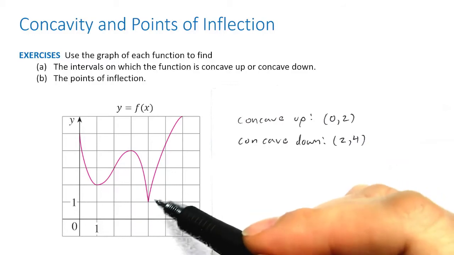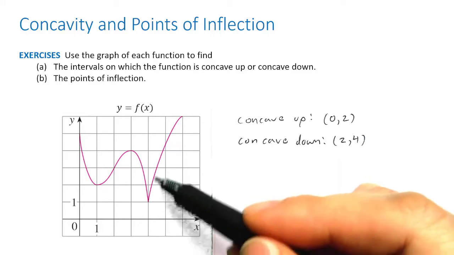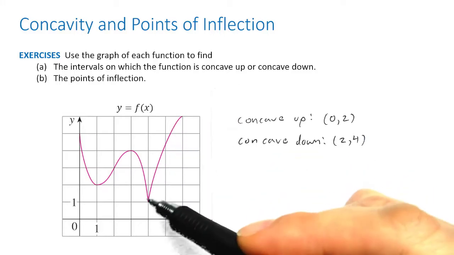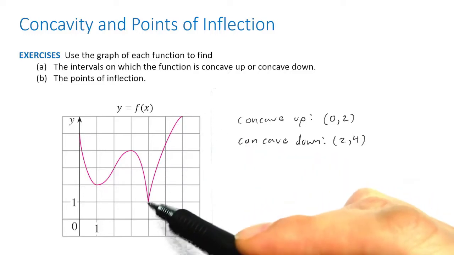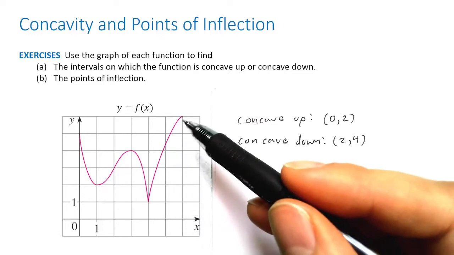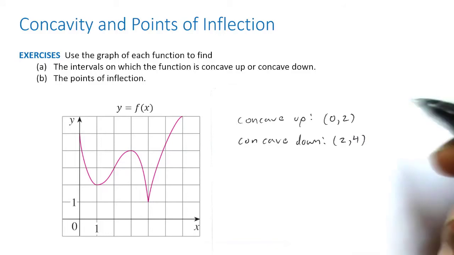And then what happens over here? Well, the derivative is pretty steep over here. It's pretty big, but it's less steep over here. It's a little bit smaller. The derivative has decreased. This is bowl-shaped down. It's concave down. So this continues to be concave down over here, from 4 to 5, 6.